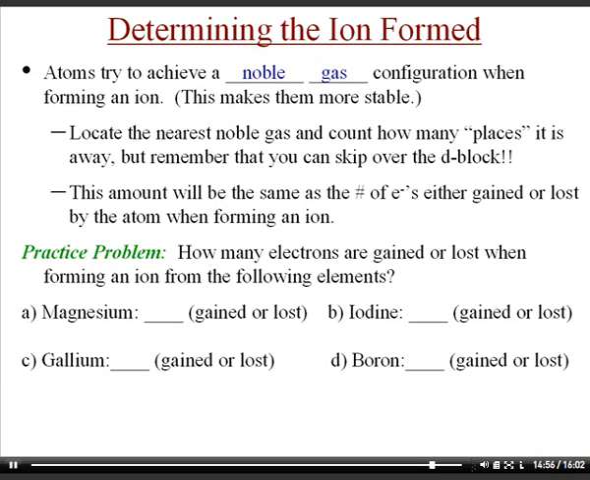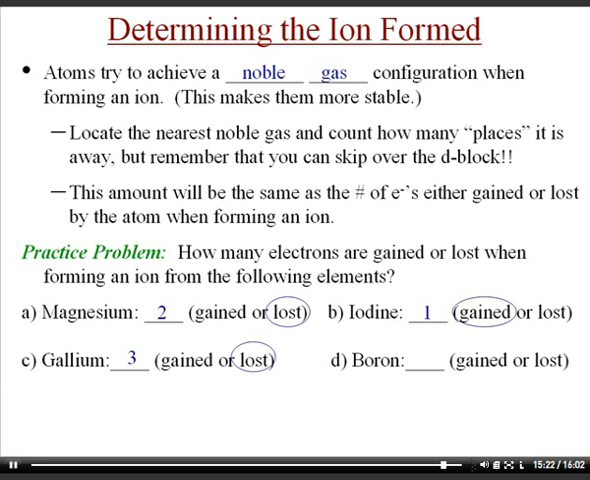So for example, if you look at magnesium on the periodic table, it's number 12. The closest noble gas is number 10 in neon, so it needs to go back 2 places to get to that noble gas configuration. So magnesium will lose 2 electrons. If you look at iodine at number 53, it needs to gain 1 electron to get to number 54 and become more stable like the noble gas. So iodine will gain 1 electron to become more stable. And gallium will actually lose 3 electrons to become more stable.